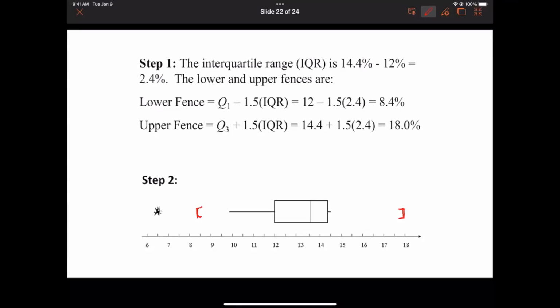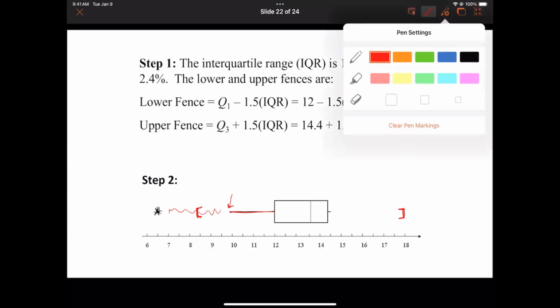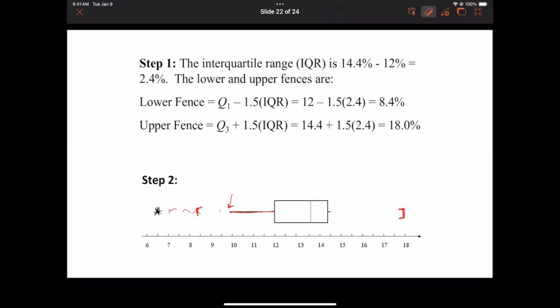So this whisker here goes to the last data value that is inside the fence. I know that the fence is way down there and I have the outlier there, but this is an actual data value right there. There are no other data values in here. That's really ugly. Okay. And then our highest data value inside the fence just goes to right there. Do not just draw your lines all the way to the fences unless the fence is a data value.